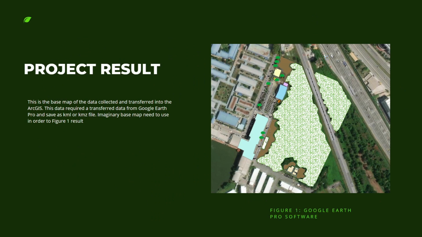Here are the project results from the combination of Google Earth Pro and ArcGMap itself. This is a map that has been collected from Google Earth Pro and transferred to ArcGMap. From plot 3, we can see that the plot is almost covered by the forest. We took the area from Google Earth Pro and highlighted it as a forest using ArcGMap. There are also some features and attributes, such as lamps and trees, as you can see.